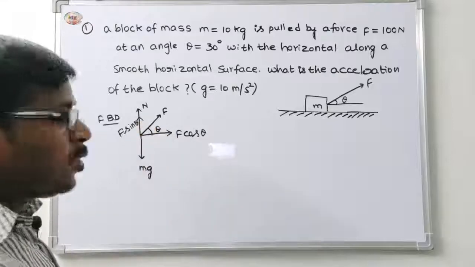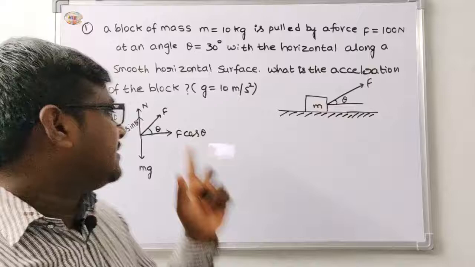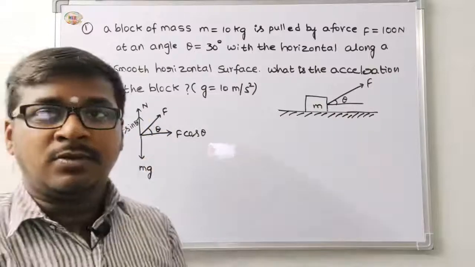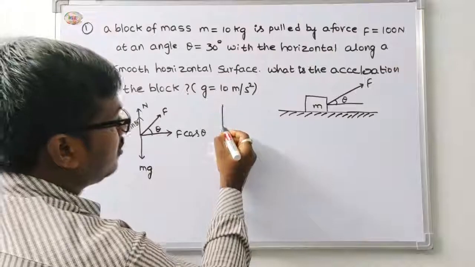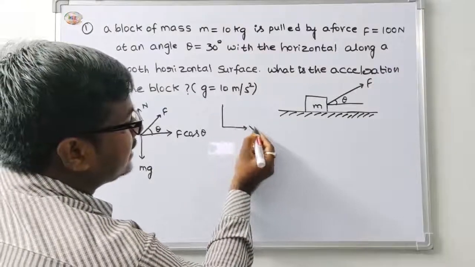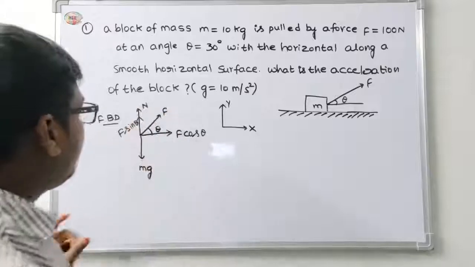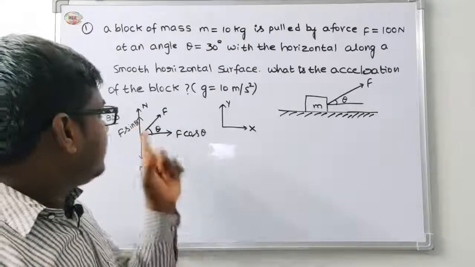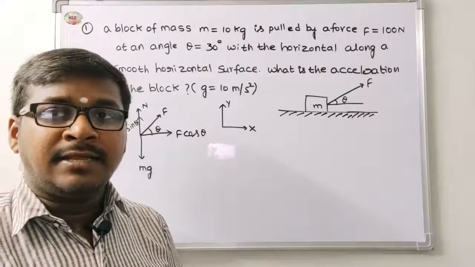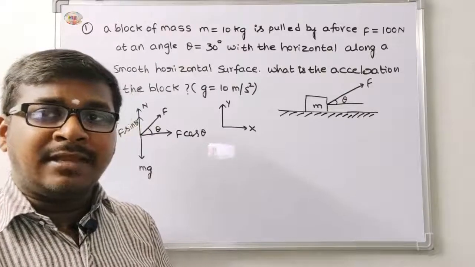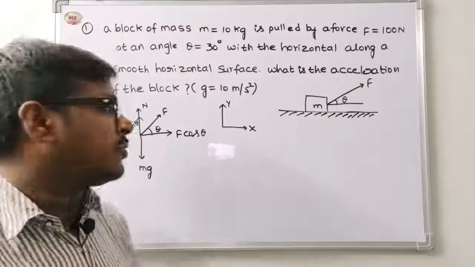There is no acceleration along the y-axis. This is the x-axis and this is the y-axis, so y means normal. In this y-axis there is no acceleration, so the net force acting is 0.